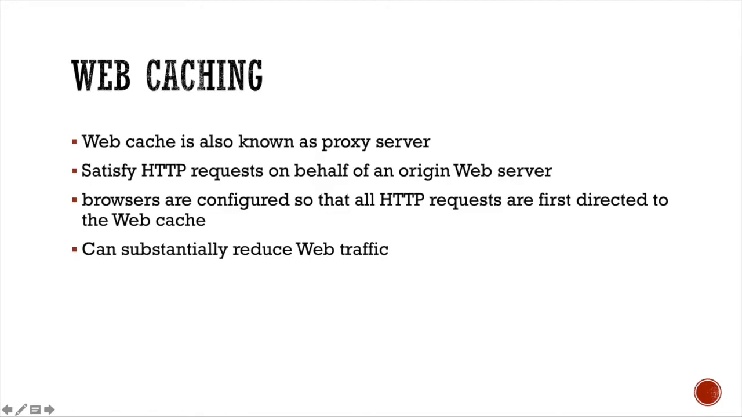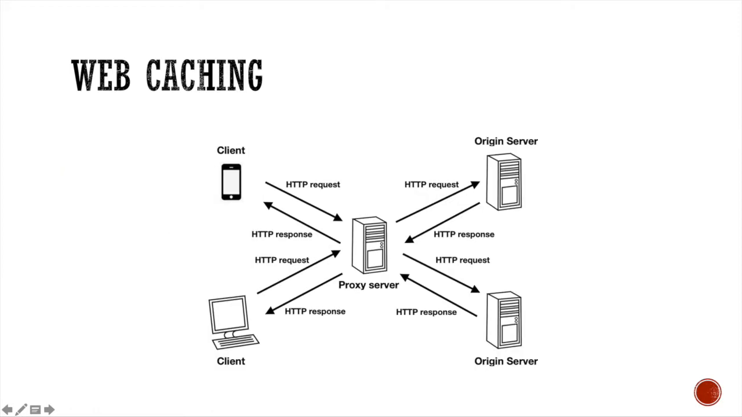A web cache, also known as a proxy server, can satisfy HTTP requests on behalf of an original web server. If browsers are configured so that all HTTP requests are first directed to the web cache, web traffic can be substantially reduced. When a client is requesting a web object, instead of establishing a TCP connection directly with the web server, it now initiates a TCP connection with the web cache.